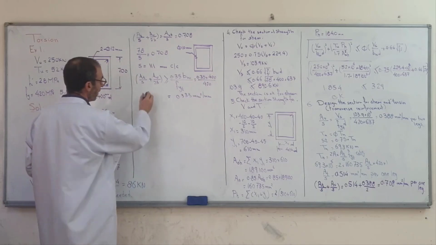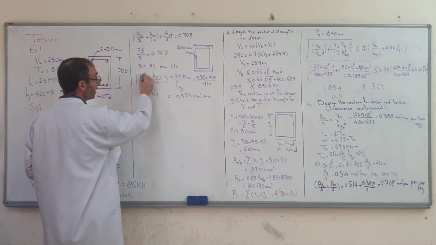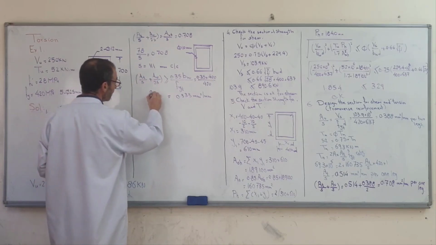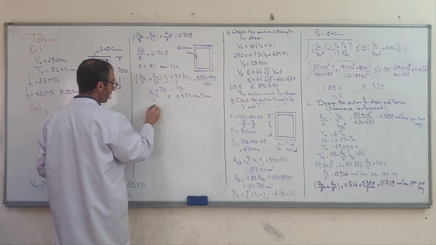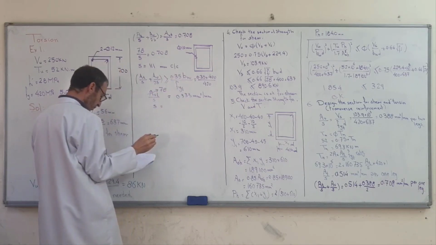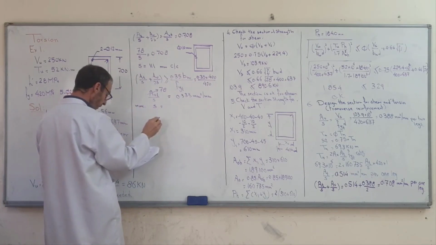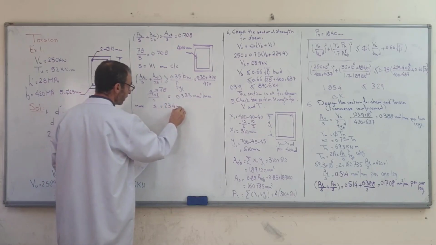Then this term is equal to AVT over S. AVT is half tau for 510 millimeter. Then S is unknown, so we find the maximum S according to this equation.